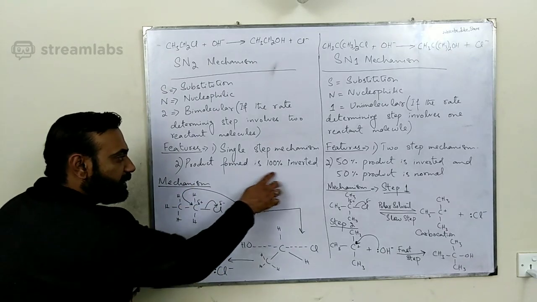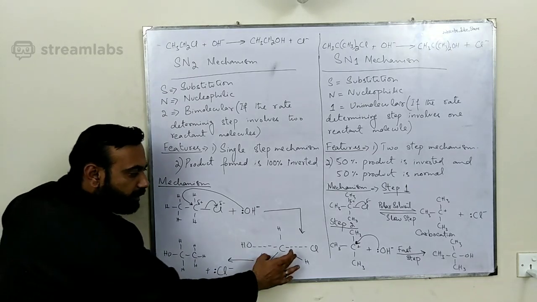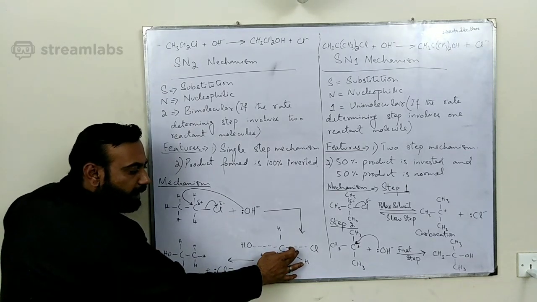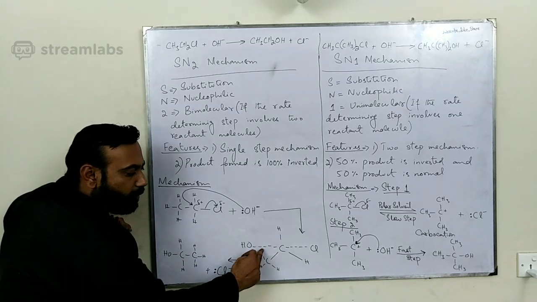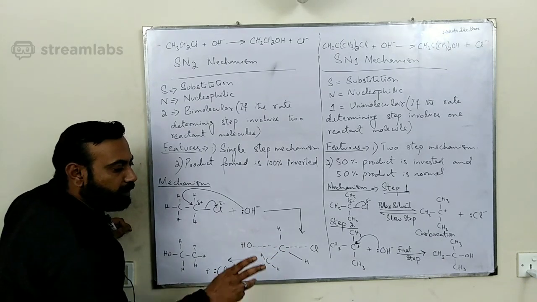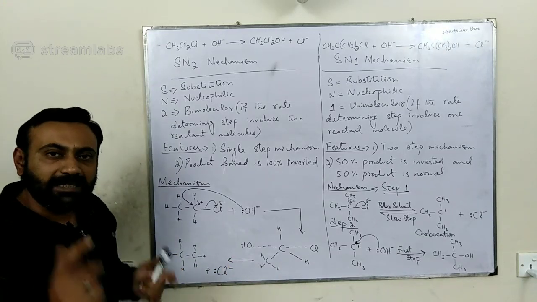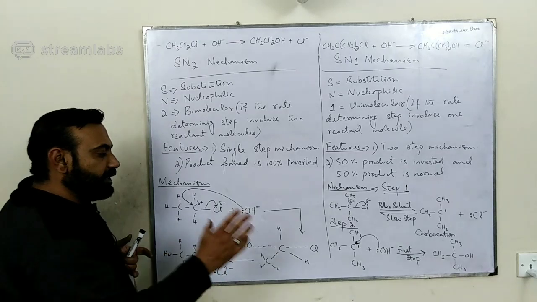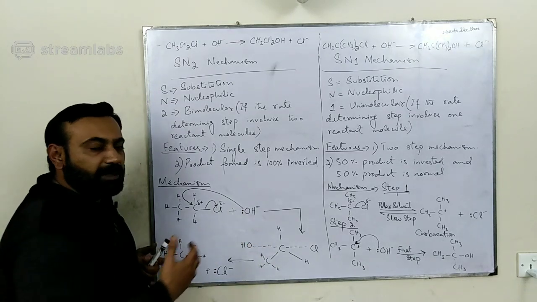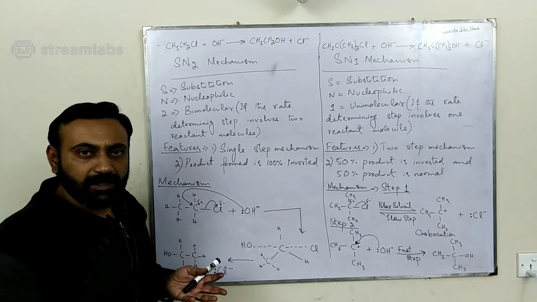Now the product formed in this is 100% inverted, and that was because when one nucleophile was making a bond with the carbon atom, the other nucleophile was breaking its bond with the carbon atom, and these two things were taking place simultaneously at the same time. This is why the molecule had to be inverted. Two negative radicals could not be on the same side because they have repulsion to each other.